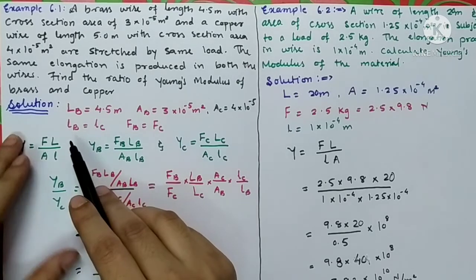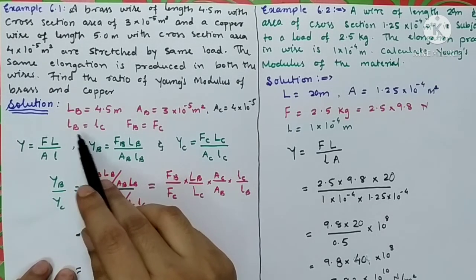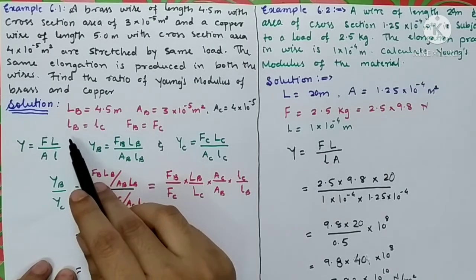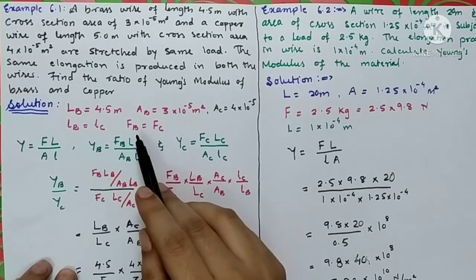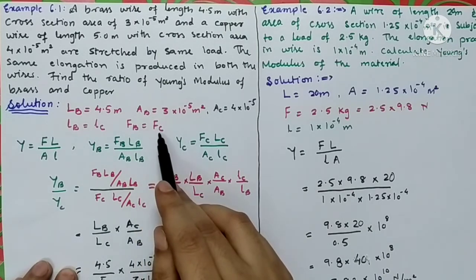Elongation means change in length, so it is denoted by small l. Small lB is equal to small lC. C is for copper, B is for brass. Similarly, both the wires are subjected to the same force, the same load. So the force subjected to the brass wire is equal to the force subjected to the copper wire.